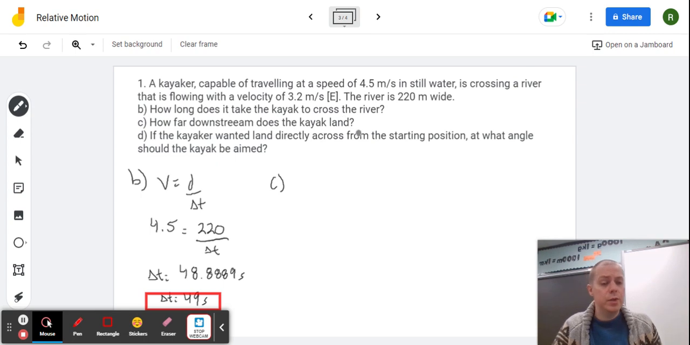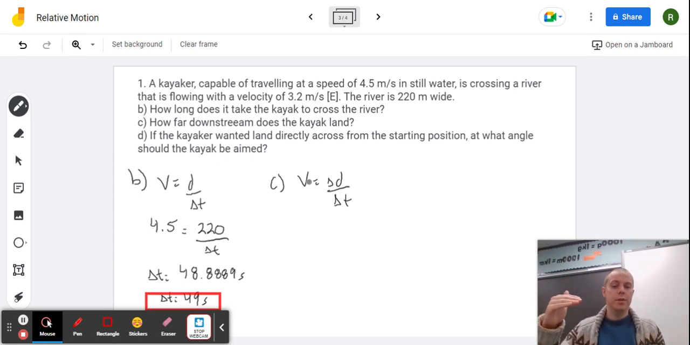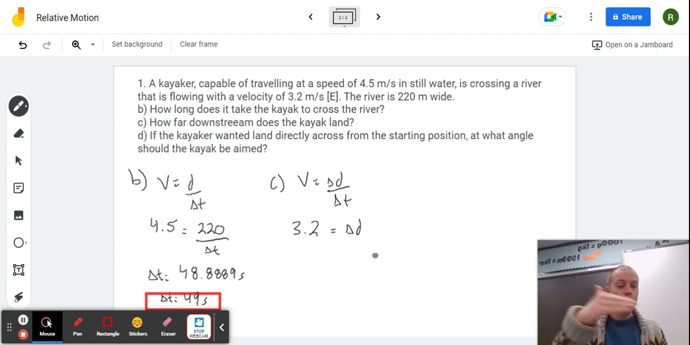Part C, how far downstream does the kayak land? The time it takes the kayak to cross the water is the same amount of time that the current has to push it downstream. So once again, we're just going to do V equals D over T. The difference is this time we're dealing with the current, so 3.2. We want to know the distance that it got pushed downstream. And we're going to use the same time that we just found.